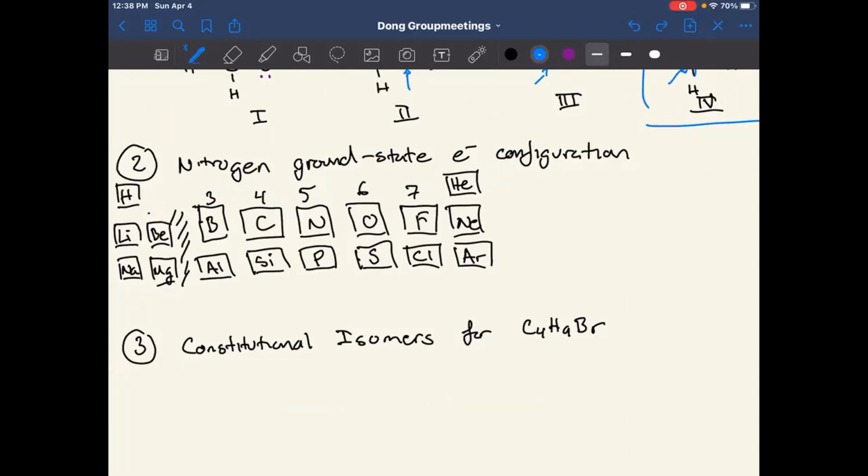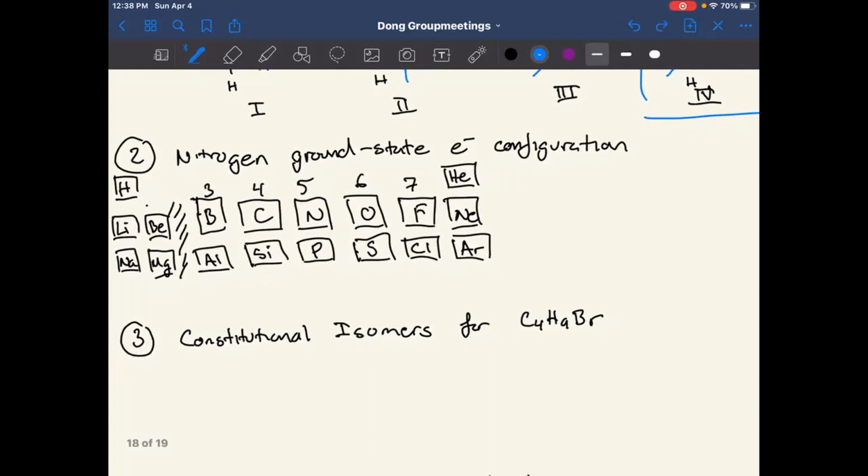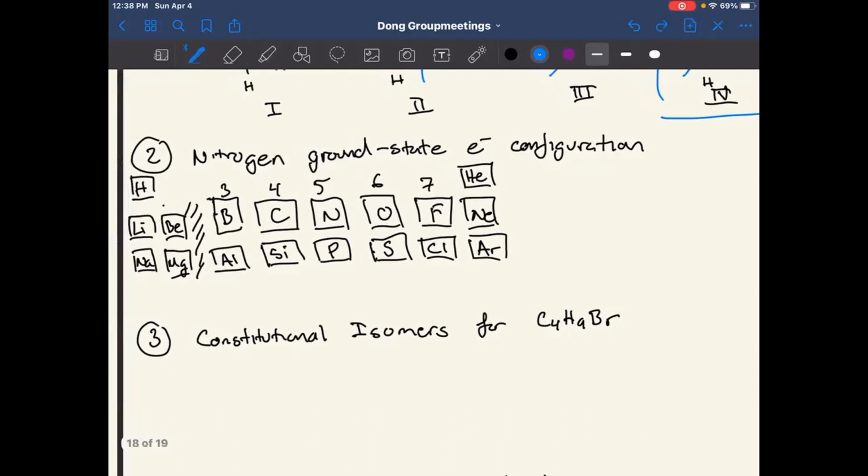Okay, moving on to question number 2. The question asks, what is the ground state electron configuration for nitrogen? To know this, you need to know the periodic table or have an idea of where nitrogen sits on the periodic table. I drew a condensed version down here.